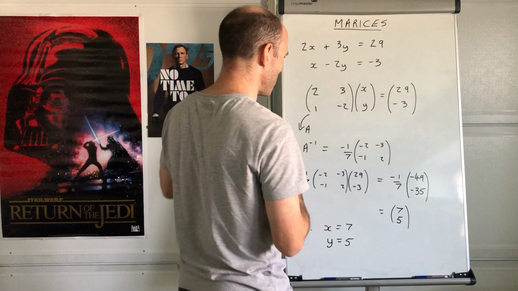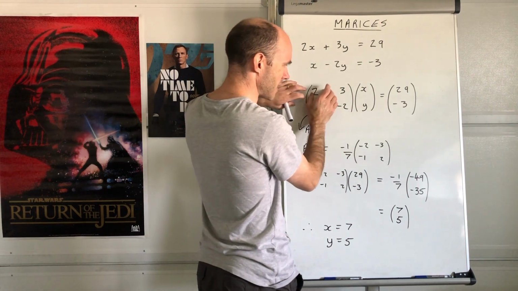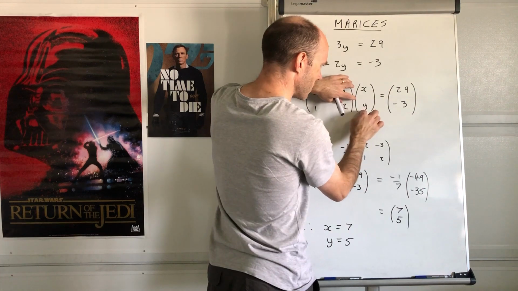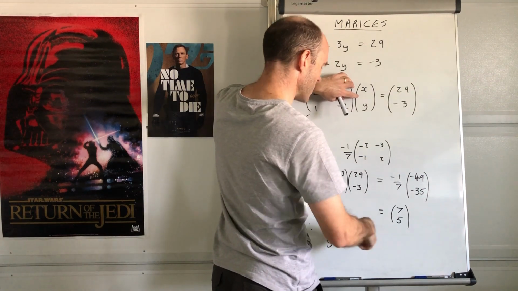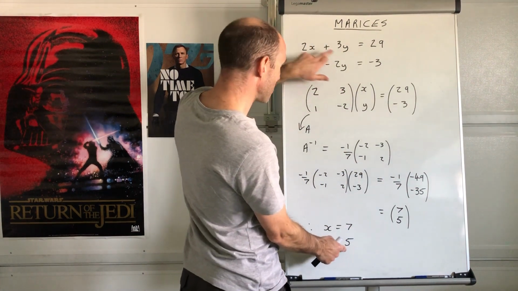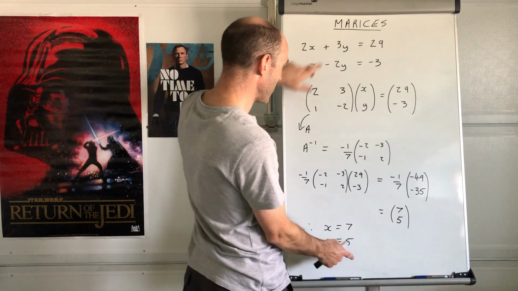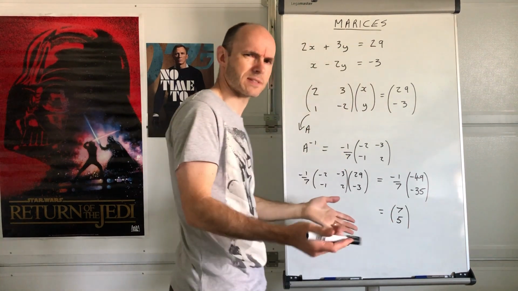Because if you think about it, if I multiply the left-hand side by the inverse, I'm left with the identity times that. So x, y will be equal to, and I've worked it out here, 7, 5. So x is 7, y is 5. Let's just check that. So 7, 5, so 14 plus 15 is 29, yep. And 7 subtract 10, negative 3, yeah, again. So that's kind of nice.